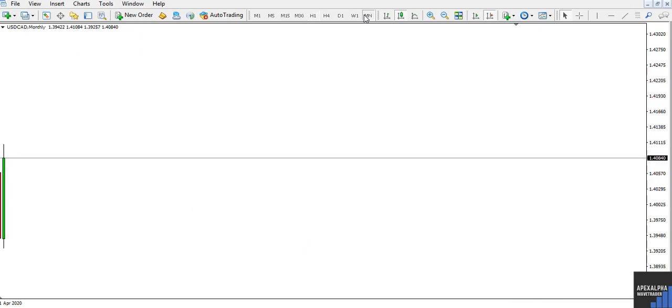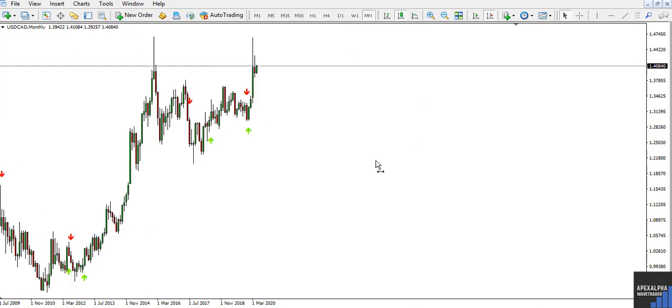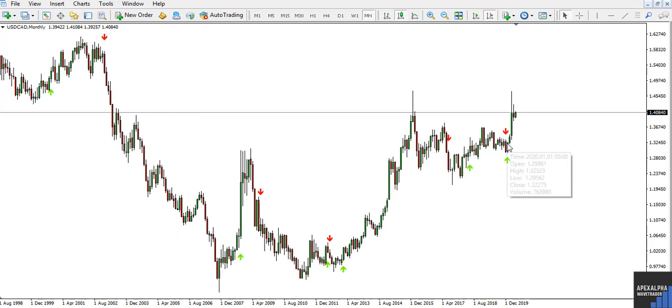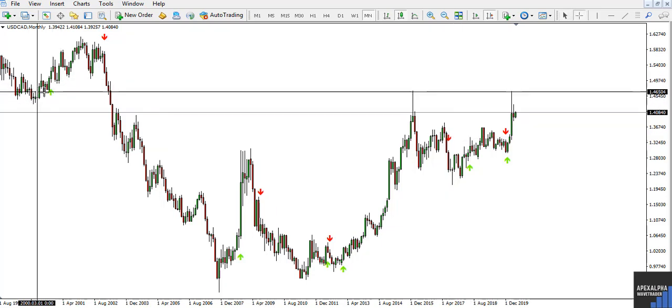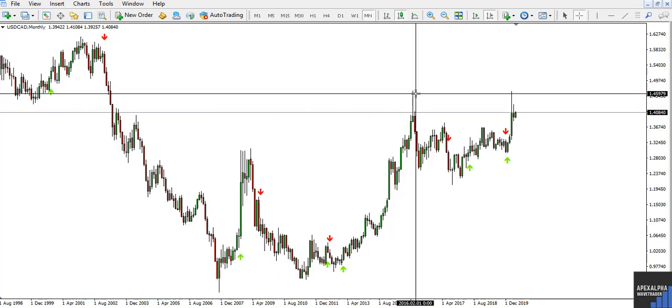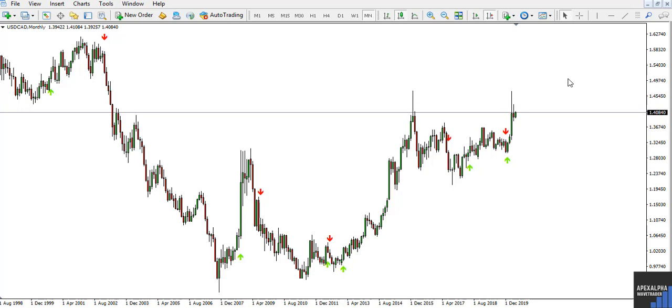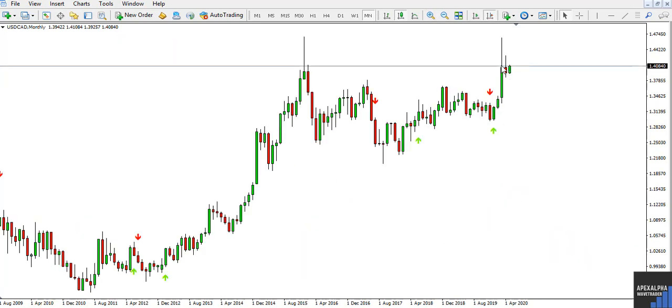So this is the USD CAD currency. This is where we are. Let's have a look. So the market moved up strongly and got resisted at this same level here, which is a very strong region of resistance, as you can see, all the way from 1999. So this is a very, very strong area of resistance. Okay, so that's where the market is currently.